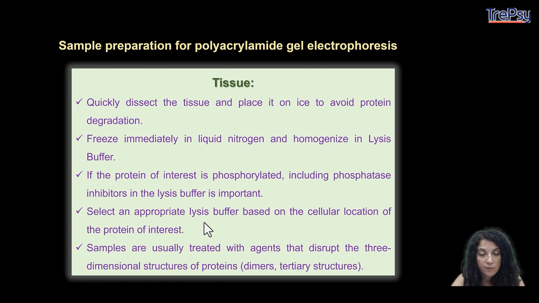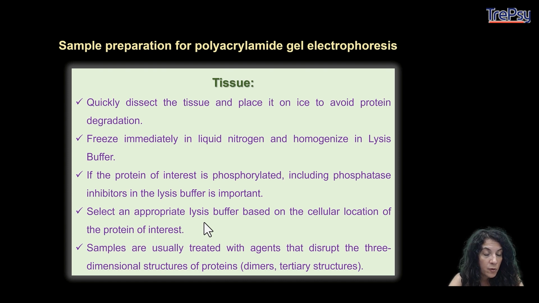The sample preparation for polyacrylamide gel electrophoresis. First, quickly dissect the tissue from the piece, for example, if I want a hippocampus from the brain, and place it on ice to avoid protein degradation. That is a very important part, and I have to do it very, very quickly. Then I have to freeze immediately in liquid nitrogen and homogenize in lysis buffer.